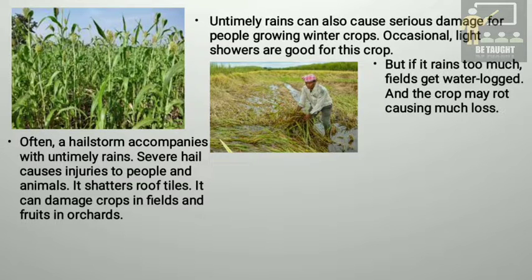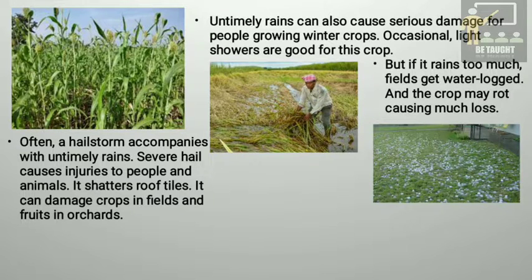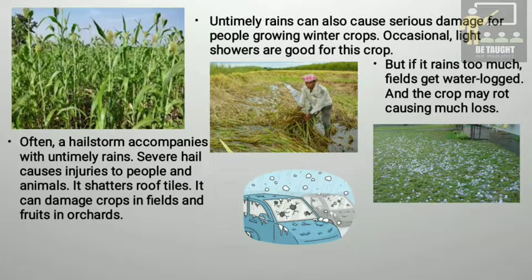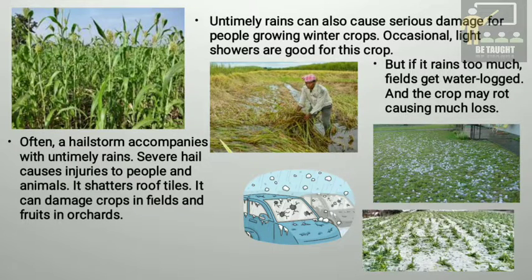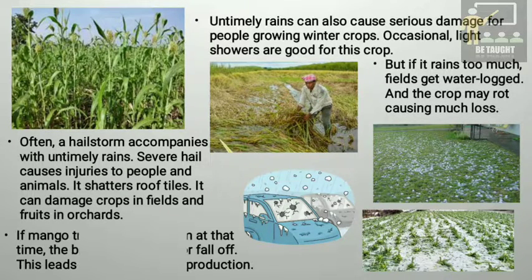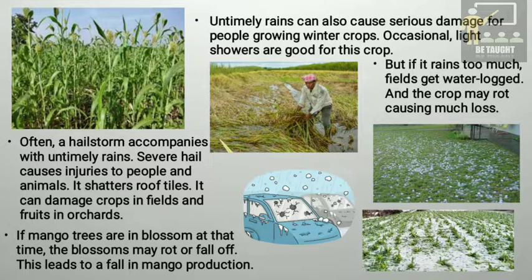Often, a hailstorm accompanies untimely rains. Severe hail causes injuries to people and animals. It shatters roof tiles. It can damage crops in fields and fruits in orchards. If mango trees are in blossom, at that time the blossoms may rot or fall off. This leads to a fall in mango production.